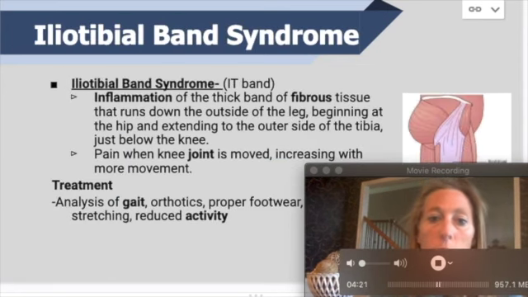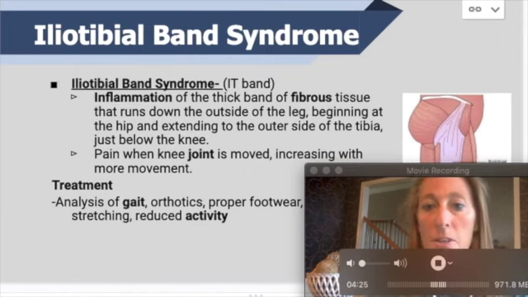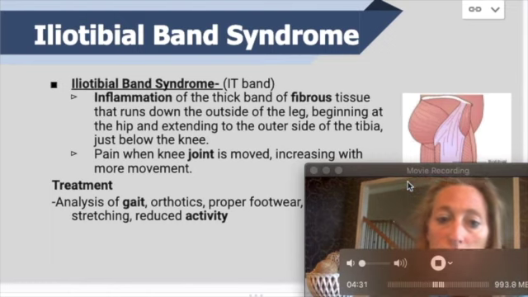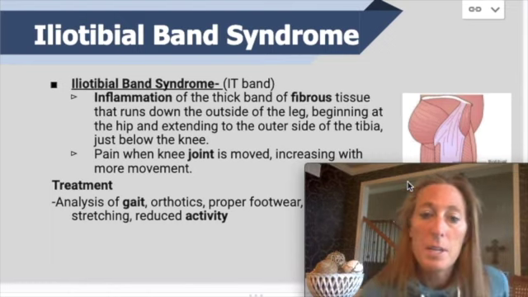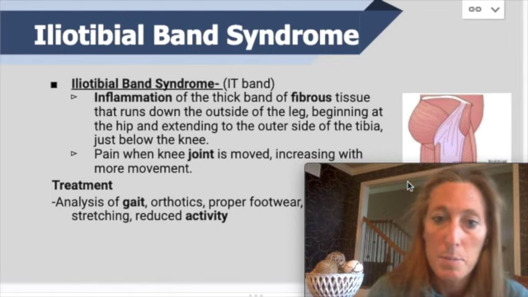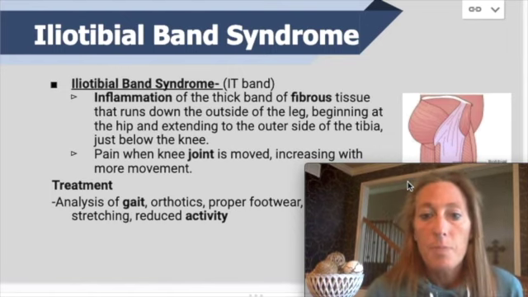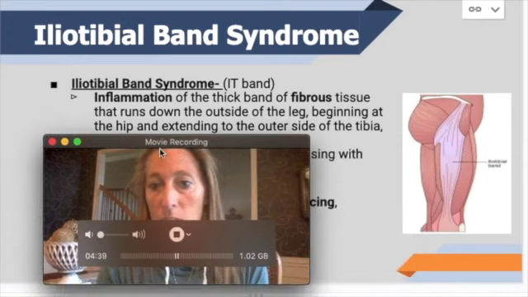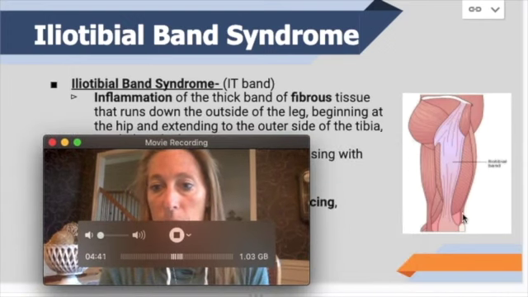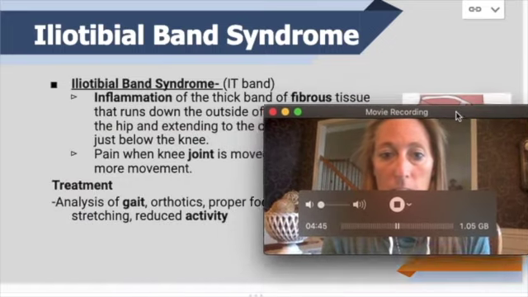IT band syndrome, or iliotibial band syndrome, is inflammation that occurs on the thick band of fibrous tissue that runs down the outside of the leg. It goes over the hip joint, and it also goes over the knee joint. So you might have IT band pain at the hip, or you might have IT band pain at the knee. I'll move my screen so you can see the IT band, this fascia that runs along the outside of the hip and the outside of the knee.